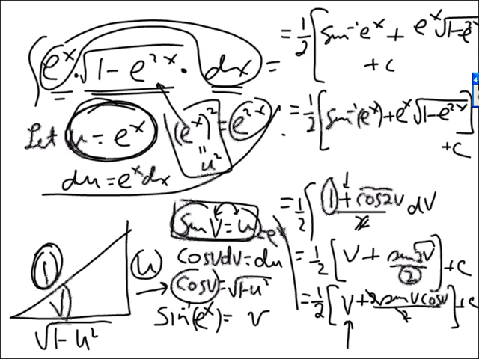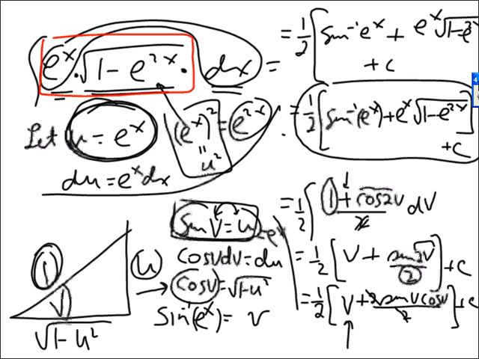If you don't believe I'm right, you take the derivative of this and you should get back what's going to be in red: e to the x times the square root of 1 minus e to the 2x. And if you don't, and you didn't make a mistake, well then I did.